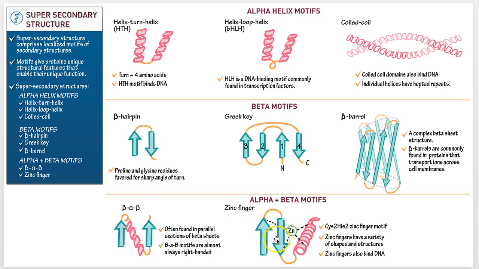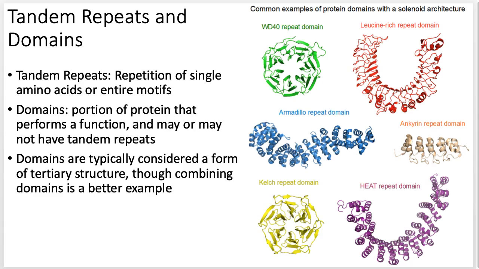zinc fingers. Zinc fingers are able to bind DNA, and you can find them in nature, and what we've done is take advantage of those, and you can make zinc finger nucleases, which will cleave DNA. It's kind of like a CRISPR-y kind of thing, so you can modify DNA with them. Anyway, really, really interesting stuff. There's tons of repeats, tons of domains.